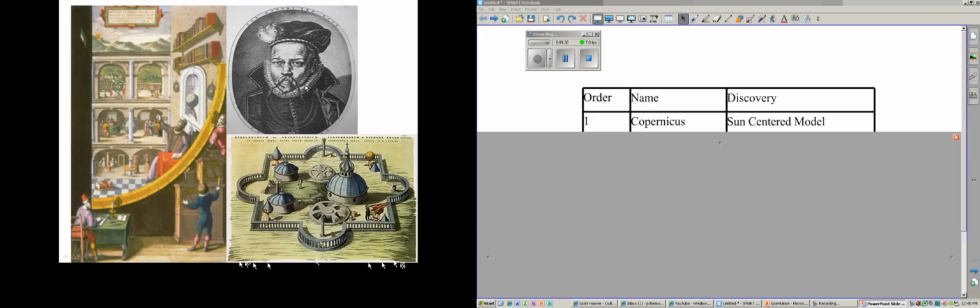At this point in time, Tycho Brahe steps in. Tycho Brahe was known as being the best naked eye astronomer the world's ever seen. He invented many of his own equipment, and he would spend a lot of time looking out this little hole right here in the wall collecting data.